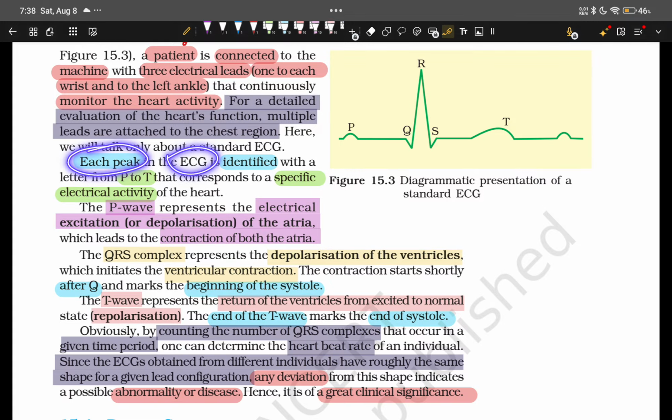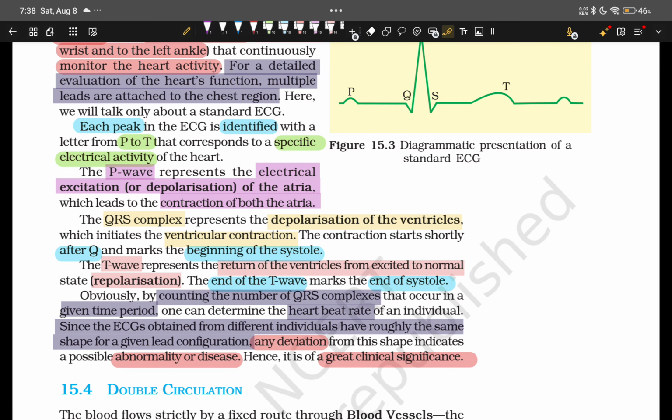If you talk about the standard ECG, each peak in the ECG is identified with letters P to T, and they represent specific electrical activity of the heart. First thing first, the P wave represents electrical excitation or depolarization of the atria. Depolarization means that the impulse is fired in that region. So if the impulse is fired for the atria, it's called depolarization of the atria. So the P wave represents depolarization of the atria, and this depolarization will ultimately cause contraction of the atria, and this is done by the SA node initially, right?